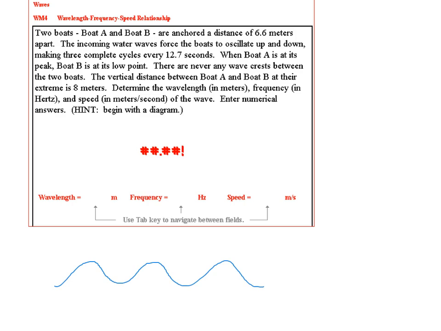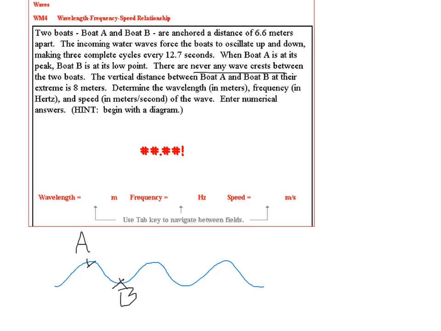And then just mark a location for boat A. You could just do it like that, at the top of a crest. And then it says boat B is at a low point. So again, you have to pay attention to the details, because in this problem it says there are never any wave crests between them. That means B has to be in the next wave trough over at its low point. So that's where that is.